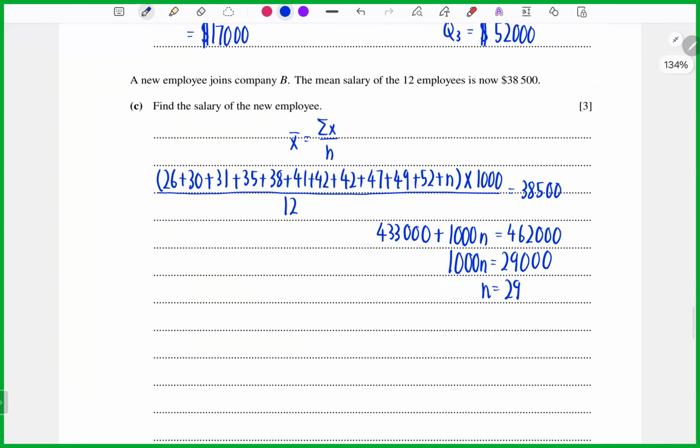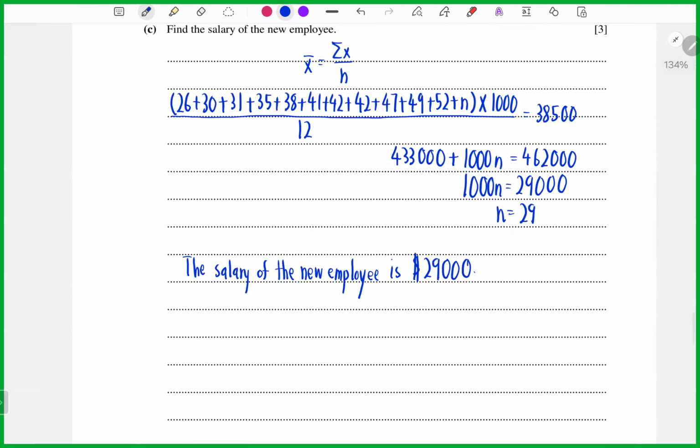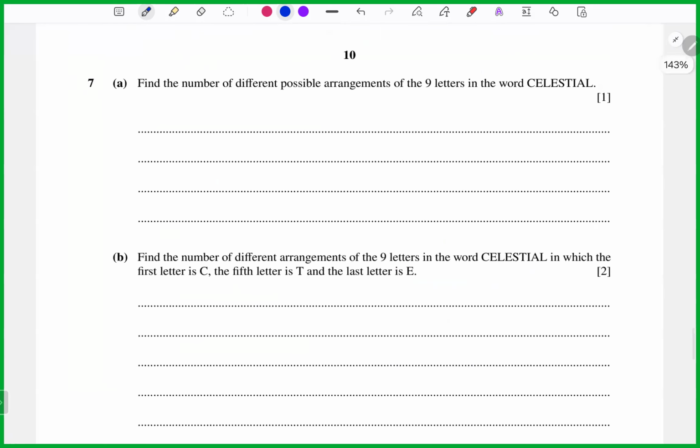Okay, so we can write here the salary of the new employee is $29,000. Okay, and then now we look at the last question here.